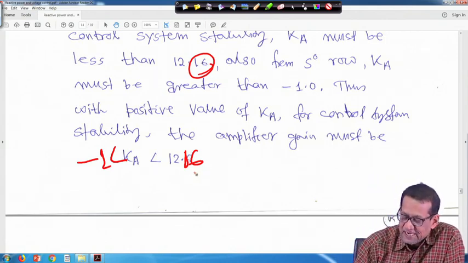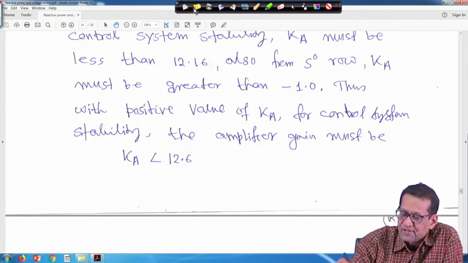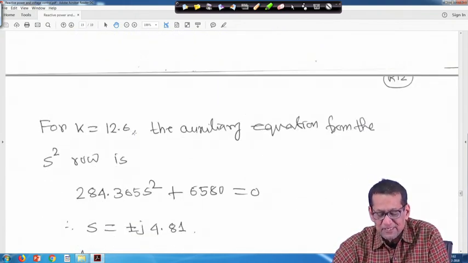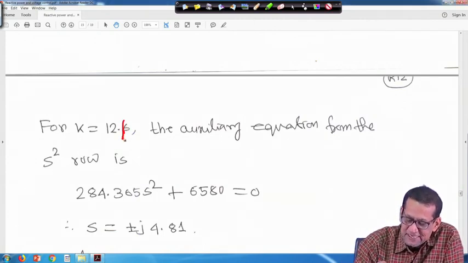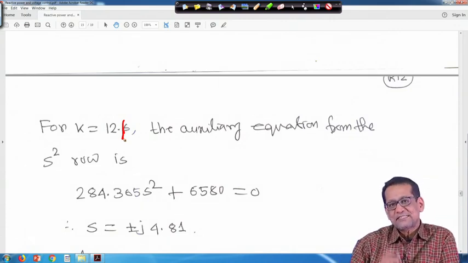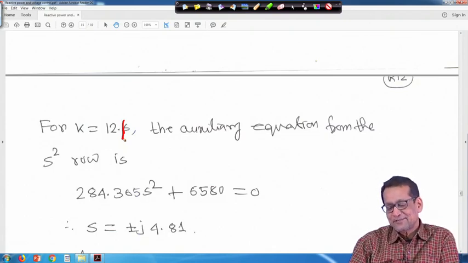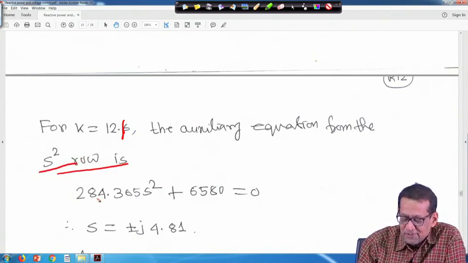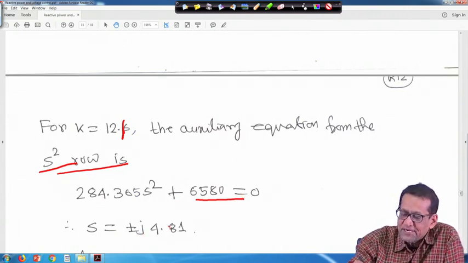But at the same time k is not equal to 0, right. So, for k equal to 12.6, it seems 12.16, just check it. In many places I have written 12.6, perhaps it is 12.16. I do not have a calculator here to calculate, otherwise I should have corrected it, but just take it. So, this row will be 284.365 s square plus 6580 is equal to 0. I mean s will become plus minus j 4.81, right.